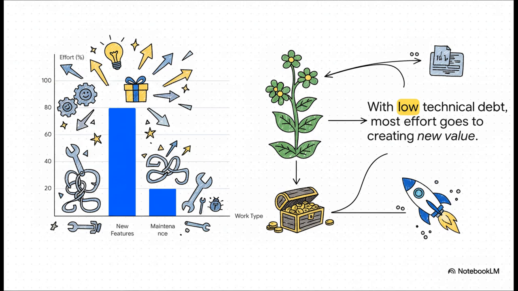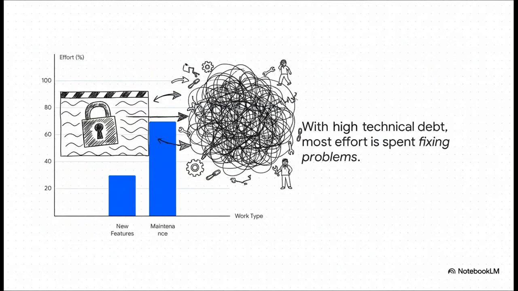So in a really healthy product, one with low technical debt, most of your team's precious time and energy, we're talking like 80%, is going toward building awesome new features that your customers are going to love. But as that technical debt starts to pile up, that duct tape starts to fail, it completely flips that ratio on its head. Suddenly, your team is bogged down. They're spending almost all their time, like 70%, just trying to keep the lights on, fixing old problems. And that directly suffocates your ability to deliver any new value, no matter how perfectly you've ordered your backlog.